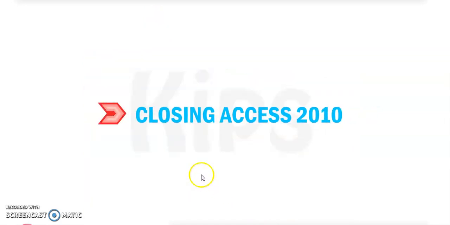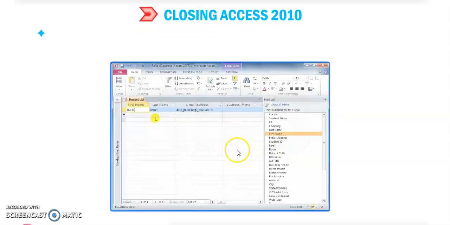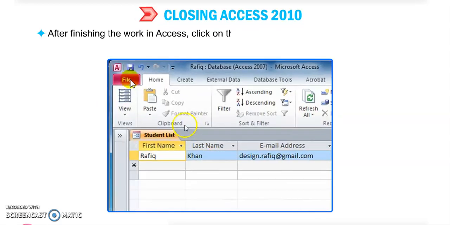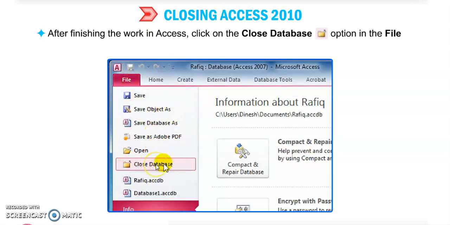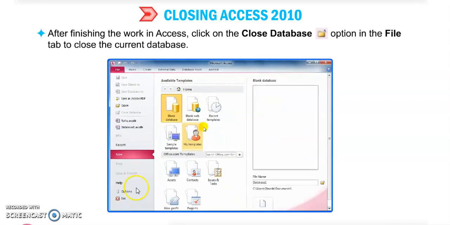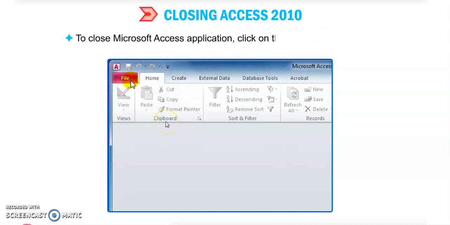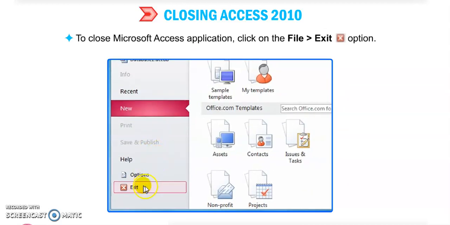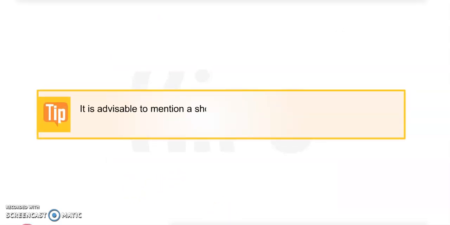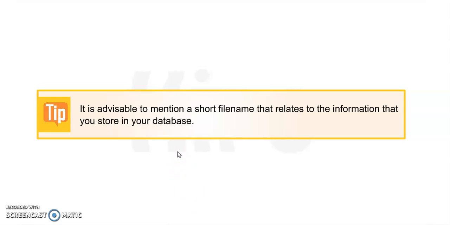Now next point, closing Access 2010. How can we close the window? After finishing the work in Access, click on the Close Database option in the File tab to close the current database. To close the Microsoft Access application, click on File, then the Exit option. It will exit your Access. It is advisable to give a short file name that relates to the information that you store in your database. The file name should be short.